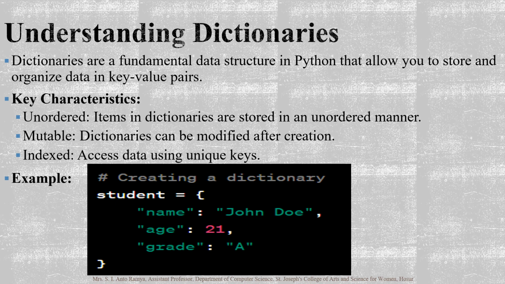You can see the example. Student is equal to, so student is the name of the dictionary. Here we are using brackets that we call flower brackets. Name colon John Doe. So here name is going to be your key and John Doe is going to be the value. Then age colon 21. So again age is going to be the key and 21 is a value for that. And the next one grade colon A. So grade is going to be the key and A is the value. So here we are having three values, three pairs.